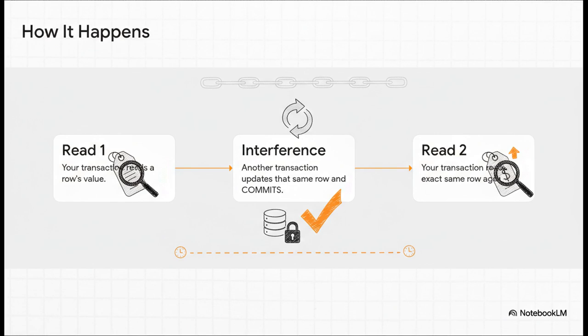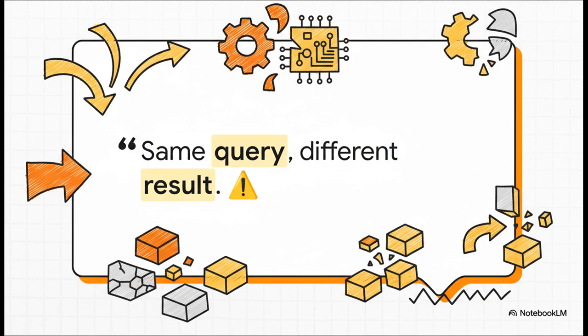So here's the play-by-play. Your transaction reads the price of a product. Let's say it's $10. In that tiny sliver of time, another transaction comes in, changes the price to $12, and successfully commits it. A few moments later, your first transaction asks for the exact same product's price again. And just like that, boom, same question, different answer.